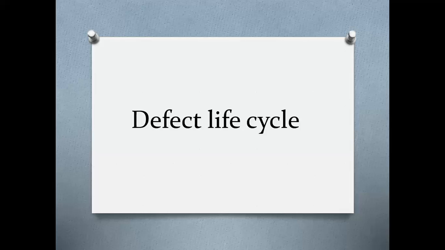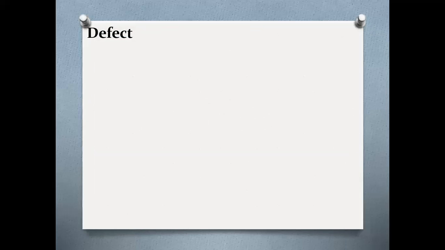Today we'll be discussing the defect life cycle. So what is a defect? Defects are events that occur during test execution and require investigation. When you report a discrepancy between the actual and expected results, it is called an incident or defect.